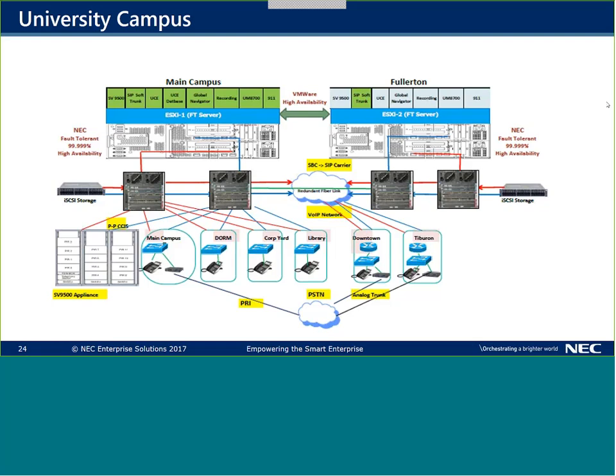Here's another one. This is a university campus, very similar design. This particular customer also has the appliance model 9500 still in their network, so we can mix and match the appliance model and the fault-tolerant prepackaged model as we're showing here.